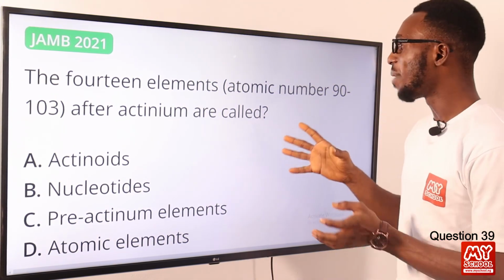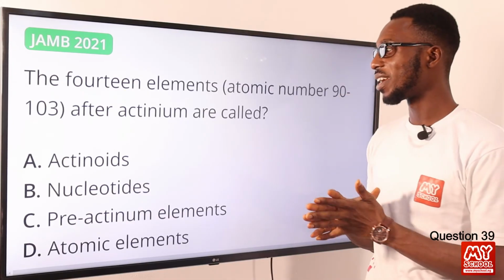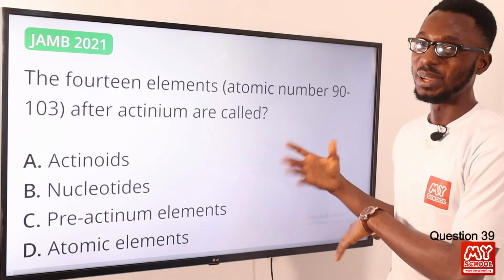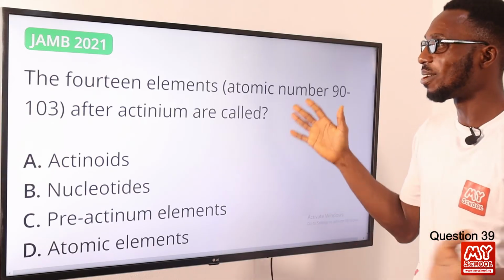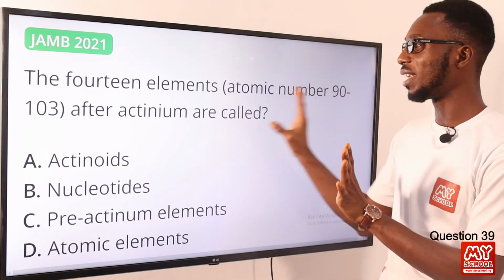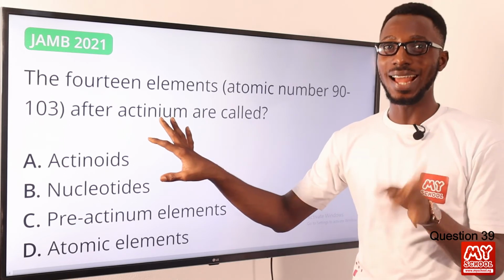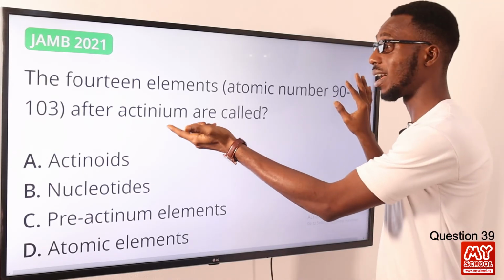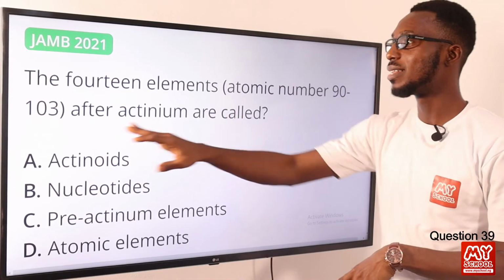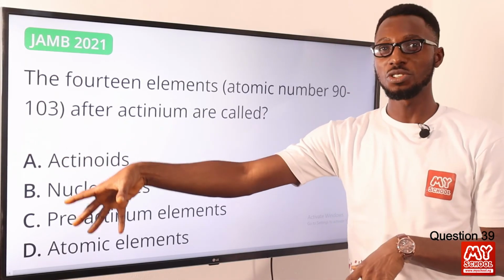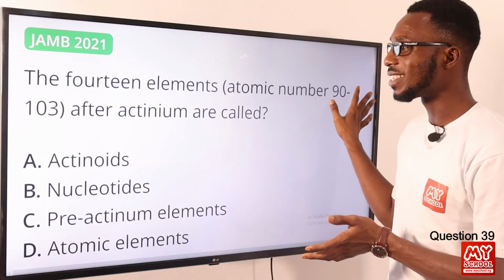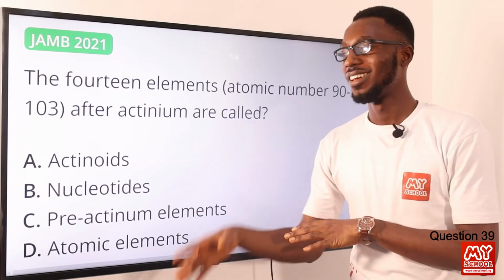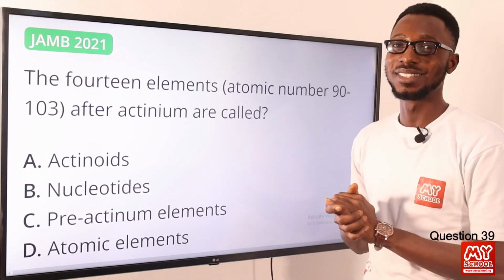Question 39. The 14 elements of atomic number 90 to 103 after actinium are called the Actinide series, or you can call them the Actinide elements. We know that this series begins with actinium, atomic number 89. That's why the next one after actinium is thorium, and it ends with atomic number 103, which is your Lawrencium. So that series is referred to as the actinoid elements, or your actinides, or your actinide series. So the correct option is option A for actinides.